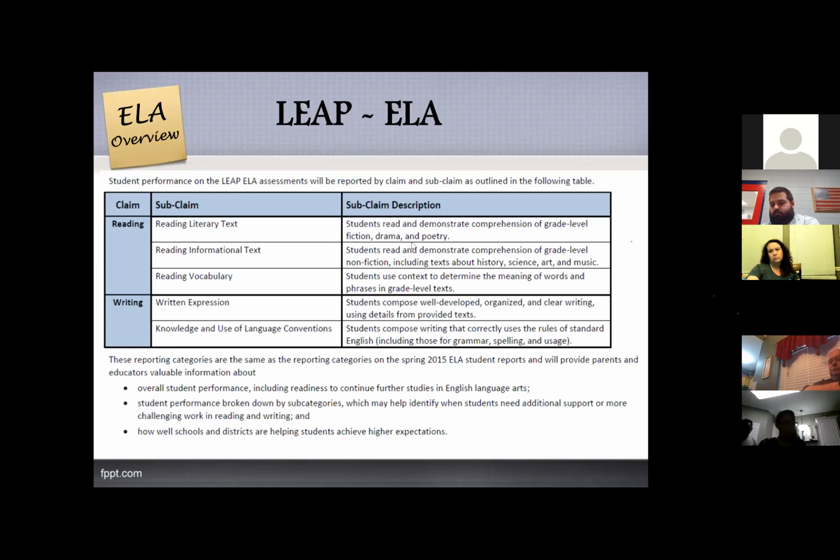So you can read through this. A lot of this information is coming from the LouisianaBelieves.com website, so you can find more information there, but this is in general what they are being expected to do in each grade level. We'll go ahead and post the PowerPoint as well as the video on our website for you to view.